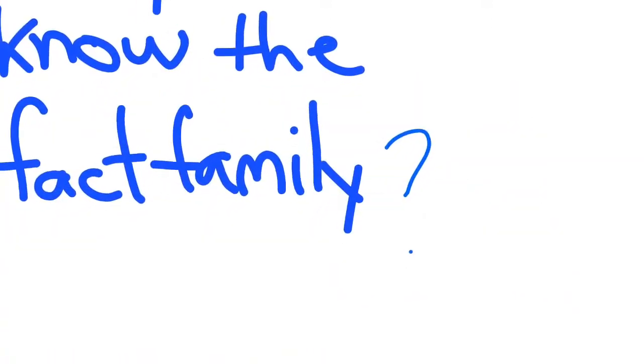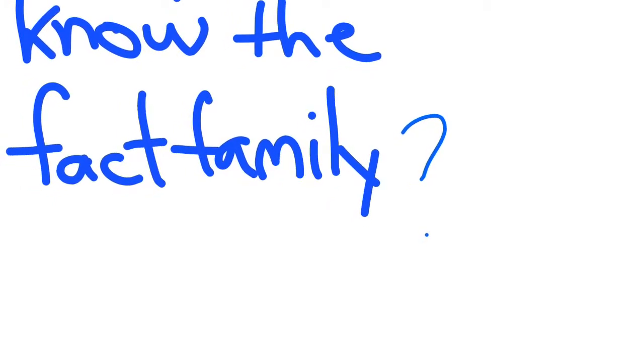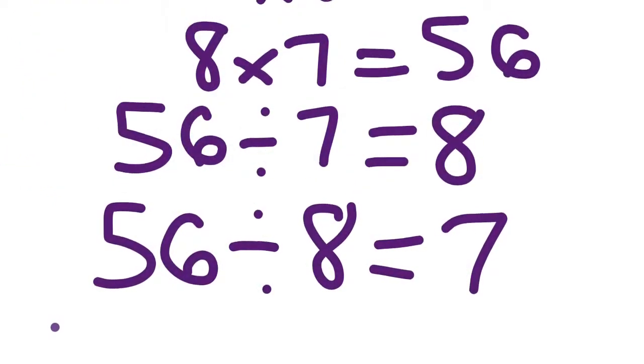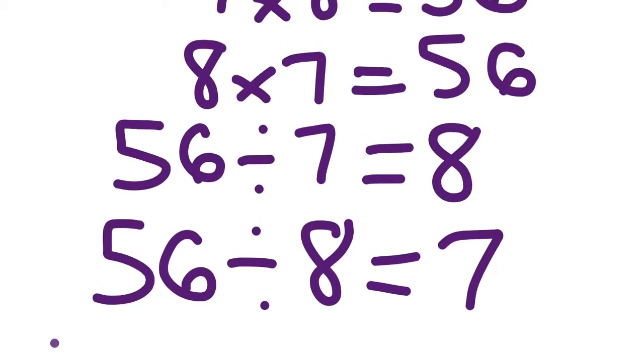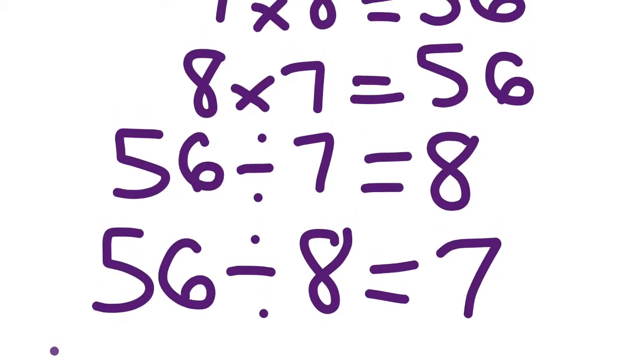Do you know the fact family of 7 times 8? This is the fact family of 7 times 8. 7 times 8 equals 56. 8 times 7 equals 56. 56 divided by 7 equals 8. And 56 divided by 8 equals 7.